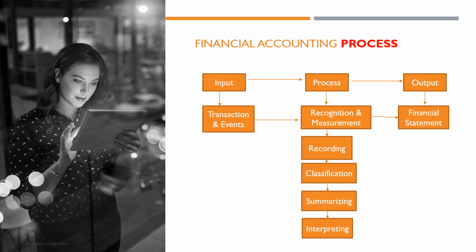Once you recognize and measure, it needs to be recorded. After recording, you need to properly classify them. What are assets? What are liabilities? What are income? What are expenses? What are credit purchases? What are cash purchases? After all that, you need to summarize them. Profit is one figure summarizing many transactions. Take Keells Super: how much sales do they make in a year? Yet their profit is stated as a single figure.